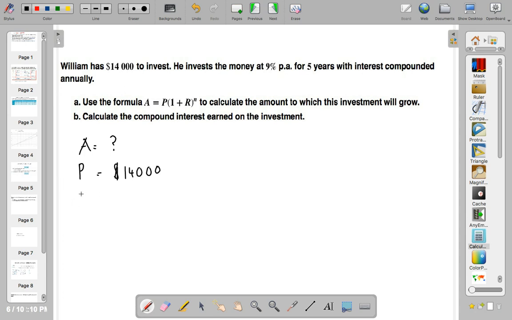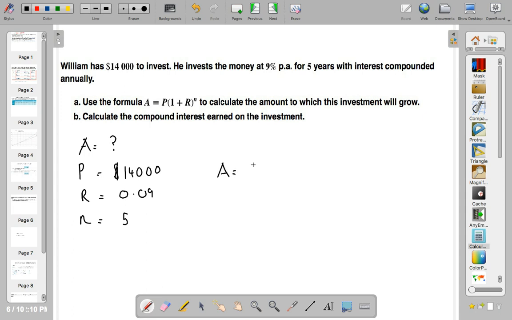R is the rate of interest as a decimal, and I'm going to do that conversion straight away. We have to get used to converting percentages to decimals. 9% is 9 on 100. You can work it out in the calculator if you like, but it's 0.09. And n will be the number of times it compounds. It's compounding annually for 5 years, so once a year for 5 years, it's going to compound 5 times. That's the first thing to do: write down the values. And then you can put in the formula.